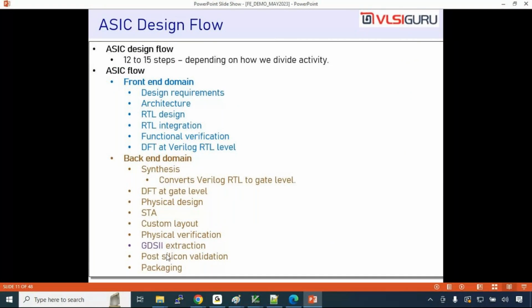Then after GDS2 extraction, what do we do? The chip gets manufactured, because once you go to Taiwan TSMC, they will give you the manufactured chips. Now there is a possibility that the manufactured chip can be good or it can be faulty. Why it can be faulty is, even the laptop you take. If we manufacture 1,000 laptops, what is the chance that all 1,000 laptops will work fine? Will they work fine 100%? No, right? There is always a chance of faulty laptops also, right? 100% there will be faulty laptops.